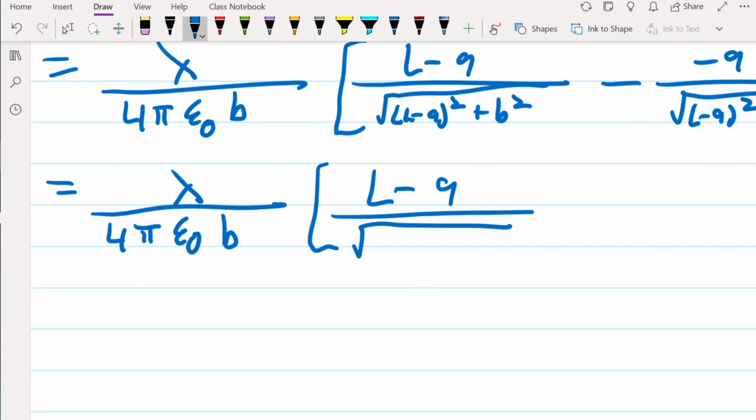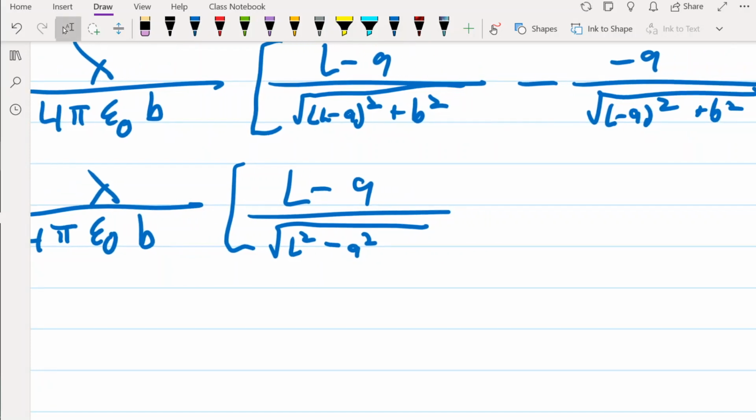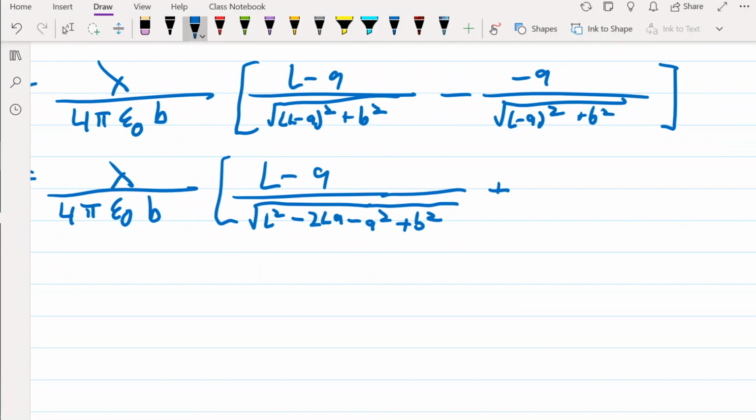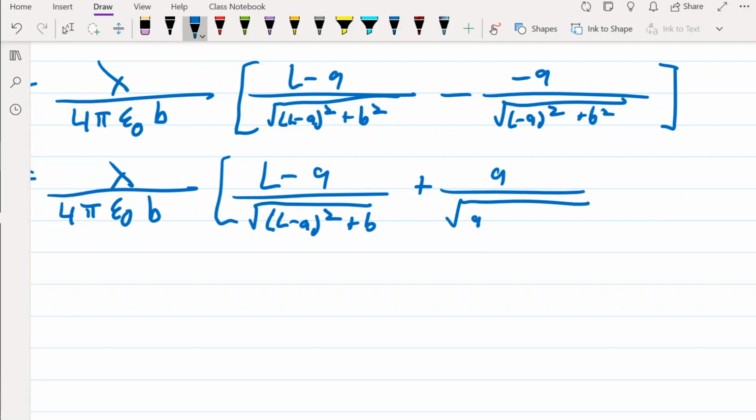the square root. Actually, this is able to be expanded. So L squared minus 2LA minus A squared plus B squared. I don't know if we needed to expand it. Probably not. I don't think so. Yeah, Occam's razor on that. Simplest explanation is usually the best. Yeah. The correct one, anyways. And then there's all that plus A over the square root of A squared plus B squared.